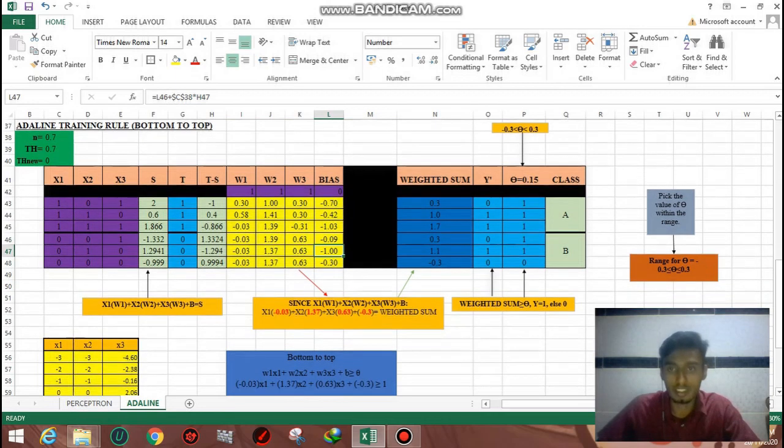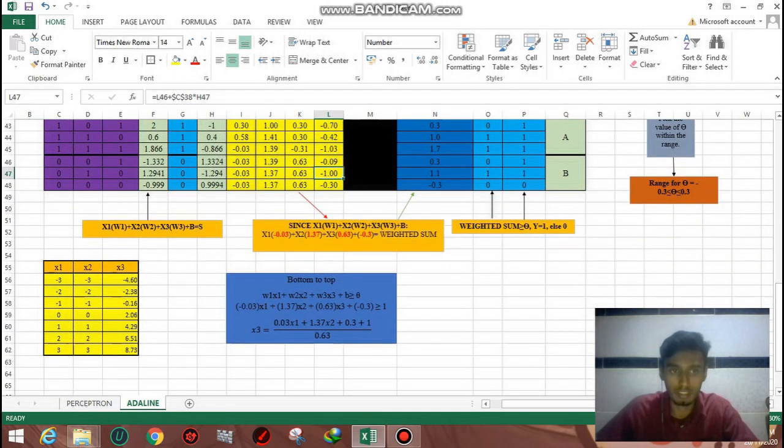After we collect the data, we need to find the value of x3. We use the same step, which is we use this formula, w1 times x1 plus w2 times x2 plus w3 times x3 plus b. We take the x3 out so that we can simplify the formula, so that we can use this collected data x1, x2, so we can substitute in to get the value of x3.